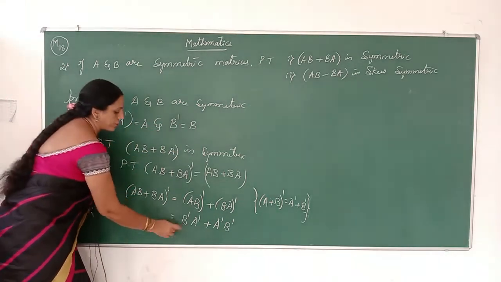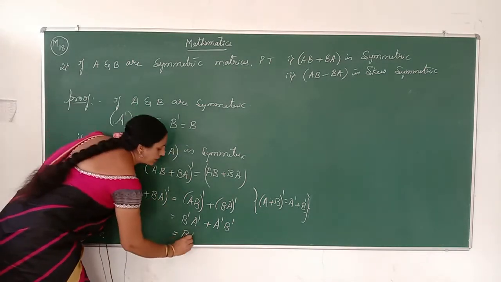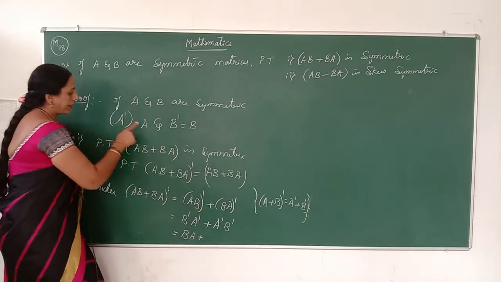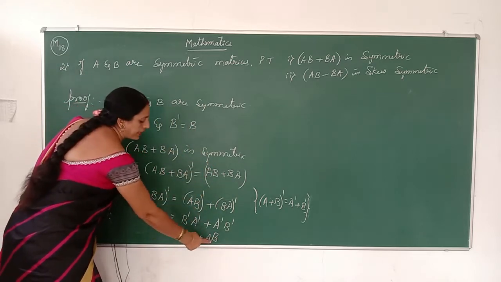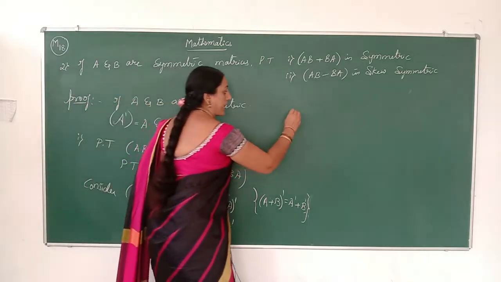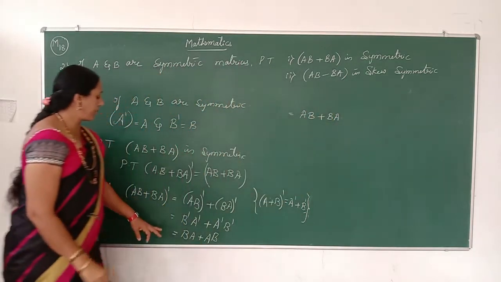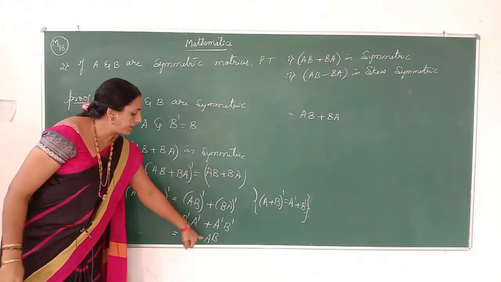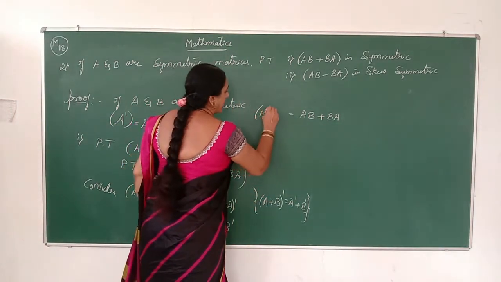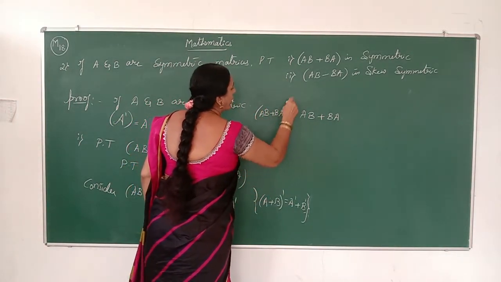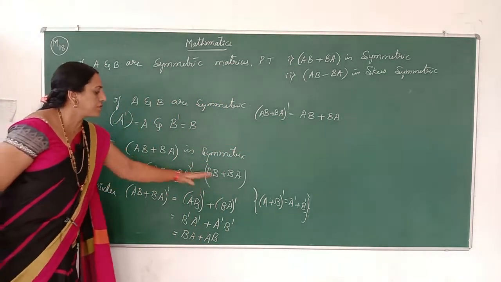So by using the definition, B dash is nothing but B, again A dash is nothing but A, plus again A dash is A, B dash is B. So that is BA plus AB. But BA plus AB can also be written as AB plus BA because addition of two matrices is commutative. Interchanging BA plus AB, we get AB plus BA. Therefore, (AB plus BA) dash is equal to AB plus BA. It's the result for a symmetric matrix.